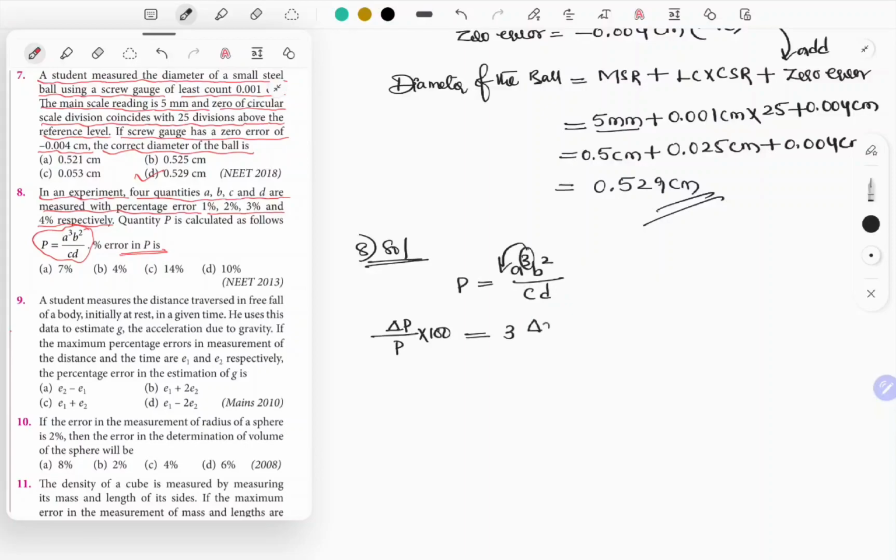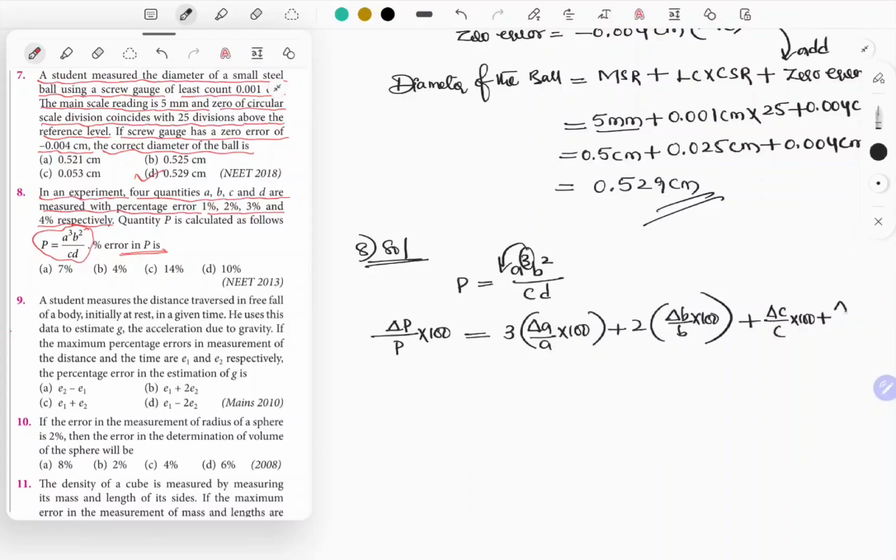3 into delta A by A into 100 plus 2 into delta B by B into 100 plus C power 1 will be there. If nothing is there, you have to imagine there will be a 1. D power 1 will be there. So it is going to be delta C by C into 100 plus delta D by D into 100. Now let me substitute them.